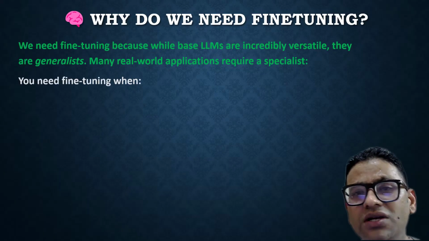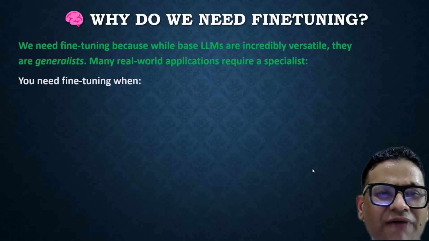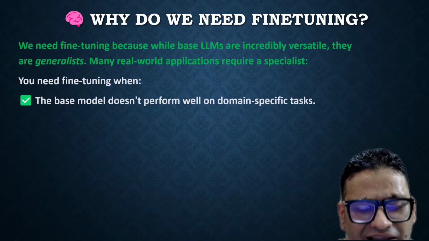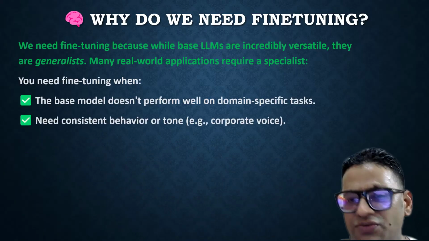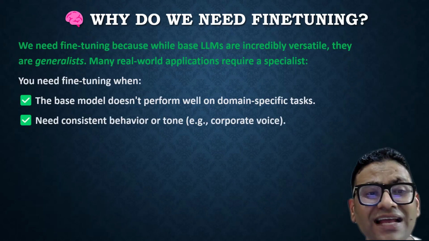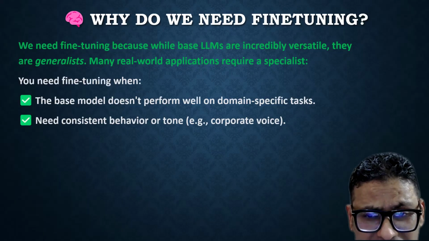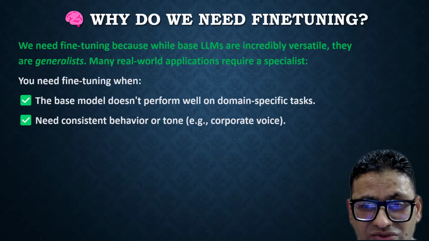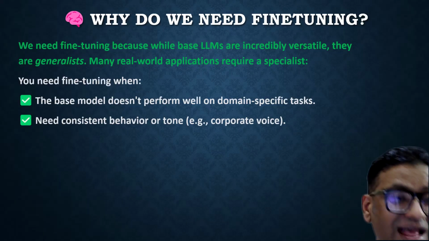Now we need to understand, why do we need fine tuning? On the very high level, we have already covered that, but just to reiterate, the base model doesn't perform well on a domain specific task. We have already talked about it. We need a consistent behavior or tone, because what happens if you send one request to the large language model, and after that, if you send the same request again, you will find the response will be different. And that is where fine tuning will be very, very helpful, and we're going to see how we can achieve that.